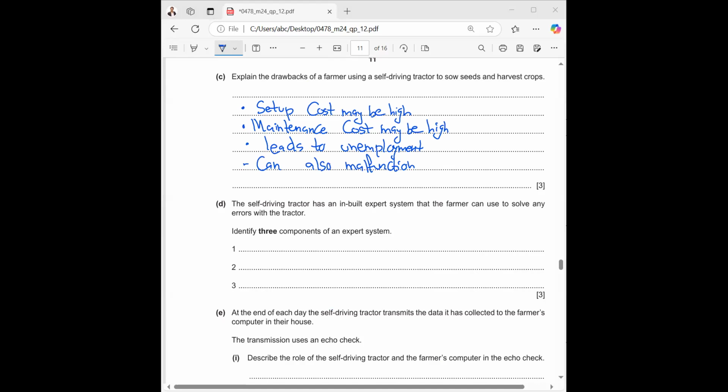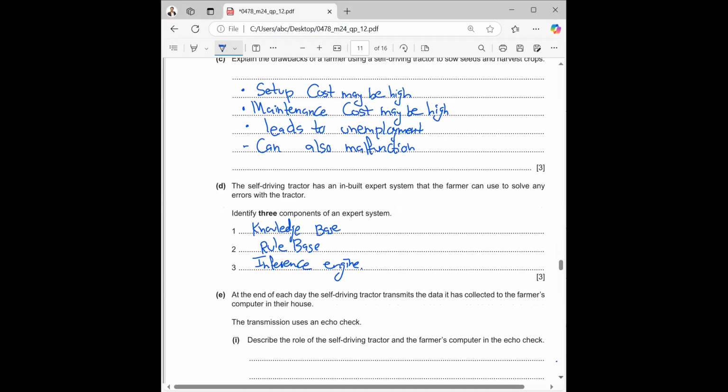The self-driving tractor has a built-in expert system the farmer can use to solve any error with the tractor. Identify 3 components of an expert system. Expert system is important for your exam. It's written in the book as well, and we discussed it. So the 3 components are again the knowledge base, rule base, and inference engine.